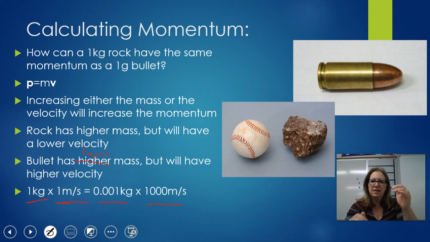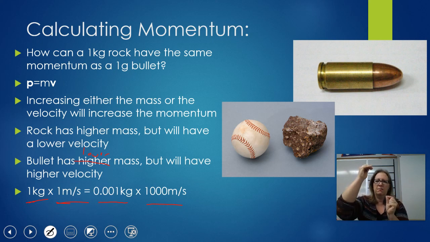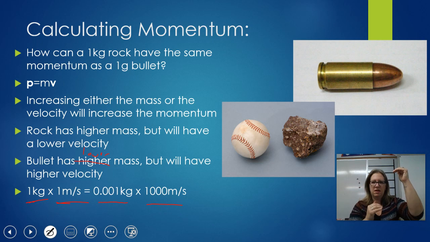So if the mass is really low, the velocity goes up. If the mass is really high, the velocity goes down to equal those things out. Okay. That was a tough one.